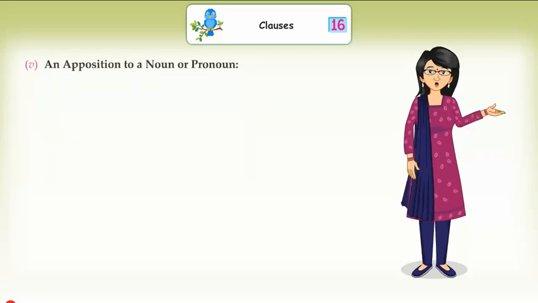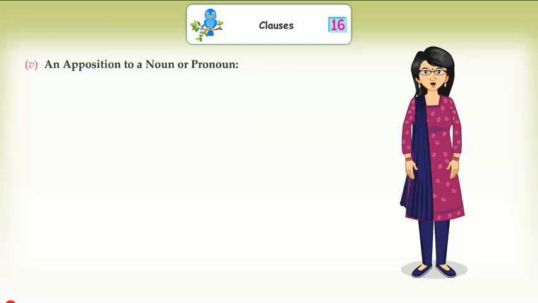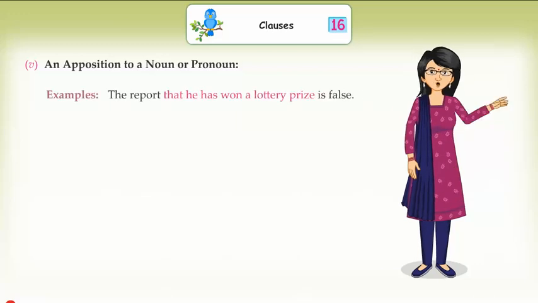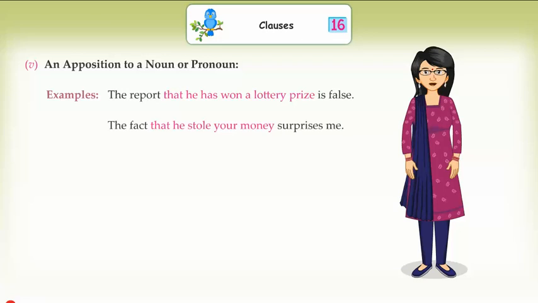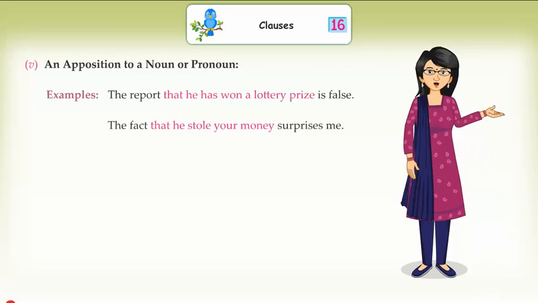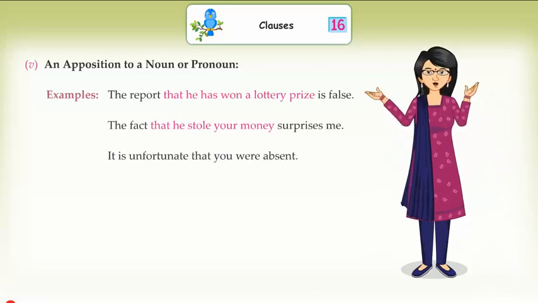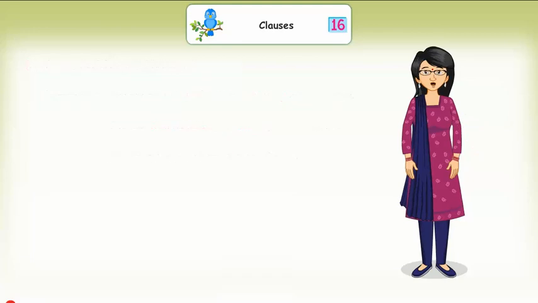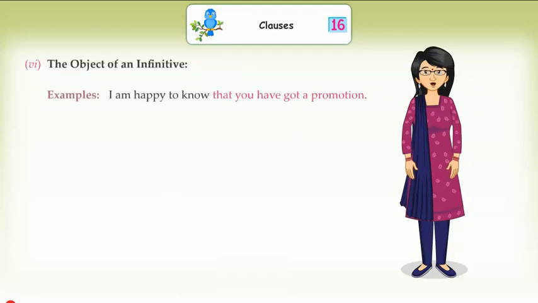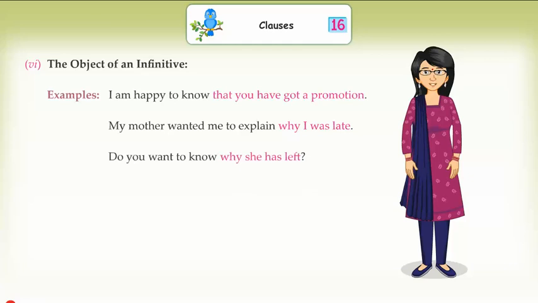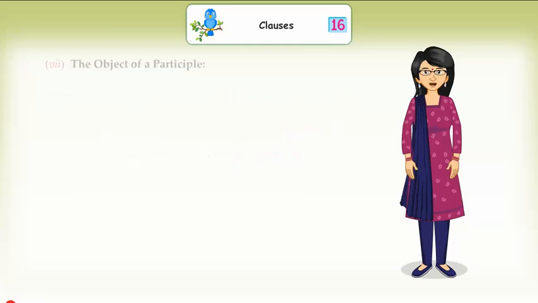5. An apposition to a noun or pronoun. Examples: The report that he has won a lottery prize is false. The fact that he stole your money surprises me. It is unfortunate that you were absent. 6. The object of an infinitive. Examples: I am happy to know that you have got a promotion. My mother wanted me to explain why I was late. Do you want to know why she has left?